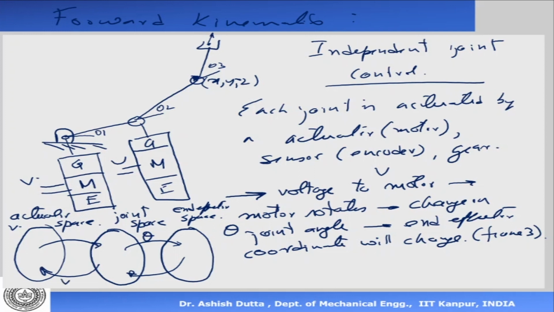Now here is my voltage in my actuator space. Joint space is in degrees or radians, and here the end effector space is in Cartesian coordinates. So please note that this is volts, this is in degrees or radians, and this is in Cartesian coordinates, which is x and y. So all the spaces are actually different and they're connected in some way.